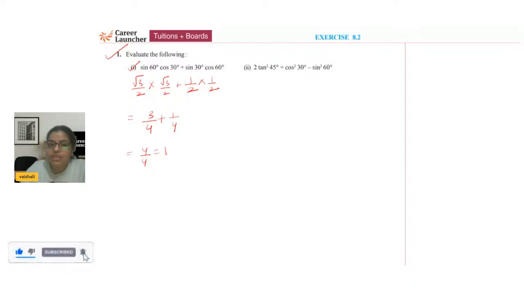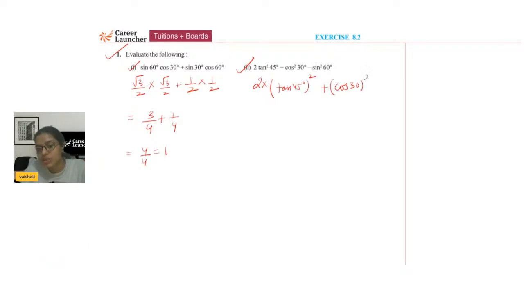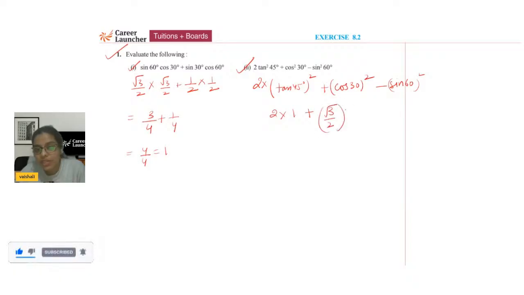Now if we will look into the next one, 2 into, I can write this down as tan 45 degree whole square plus cos 30 degree whole square minus sin 60 degree whole square. Now we will substitute the values. You know tan 45 is 1. Then we have cos of 30 degrees. How much is cos of 30? Under root 3 by 2. So let's square that. And sin 60 is under root 3 by 2 whole square.